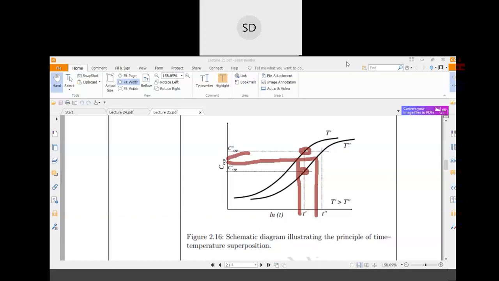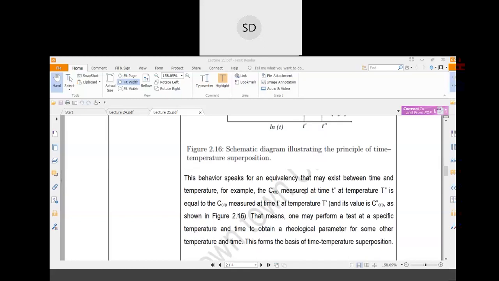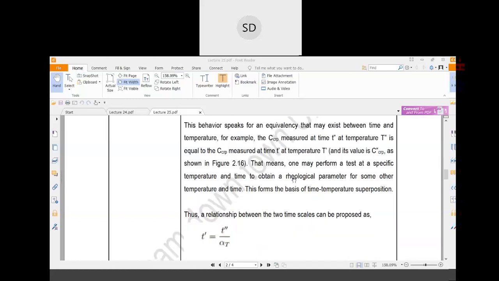Okay, so for this reason, it is called time temperature superposition. Why superposition? Because time and temperature both are superimposed on the material characteristic, which will enable the material to behave in different ways at different times and different temperatures. So for this reason, it is called time temperature superposition.